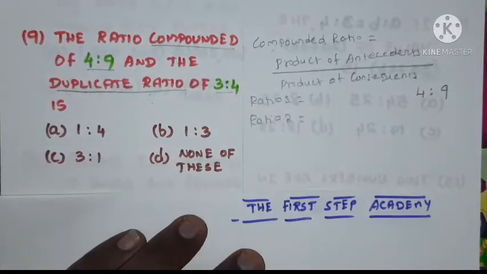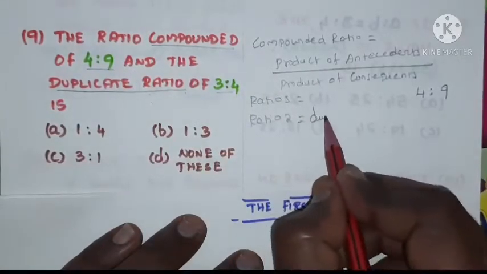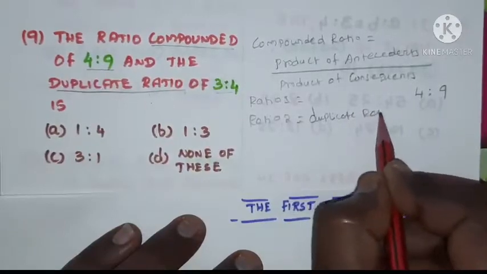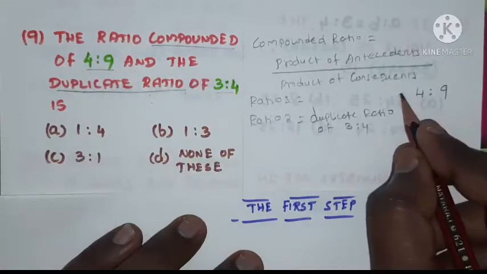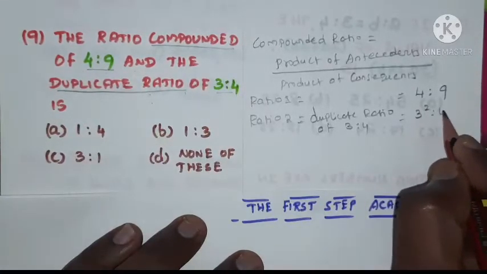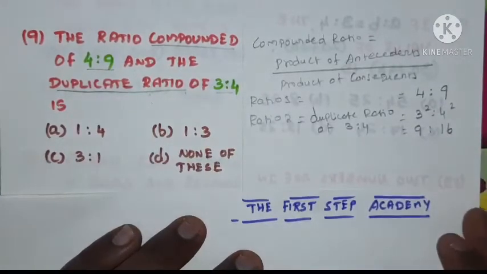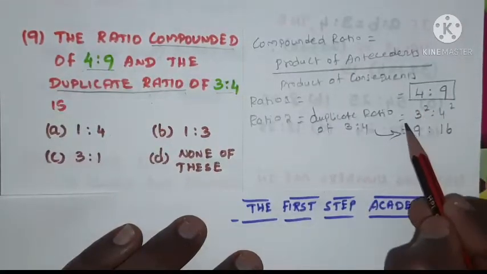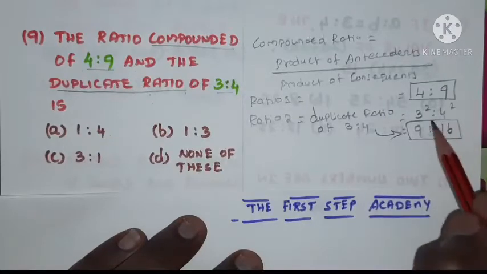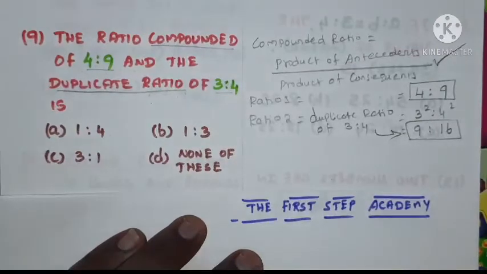We know what is duplicate ratio. So A square is to B square. We need to square the given terms. So ratio 2, the duplicate ratio of 3 is to 4. Hence 3 square is to 4 square, where 3 square is 9, 4 square is 16. Right? So the duplicate ratio of 3 is to 4 is 9 is to 16. Now we got two ratios directly. Now we need to apply the values of antecedent and consequent into this formula. Hence we'll get the answer.